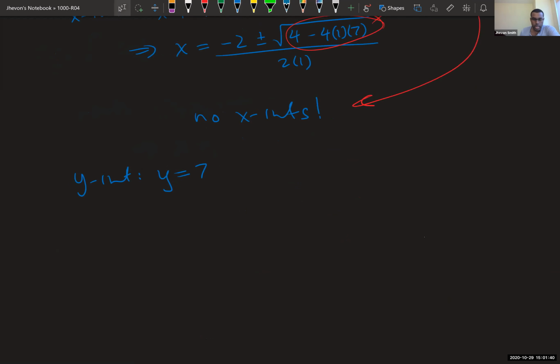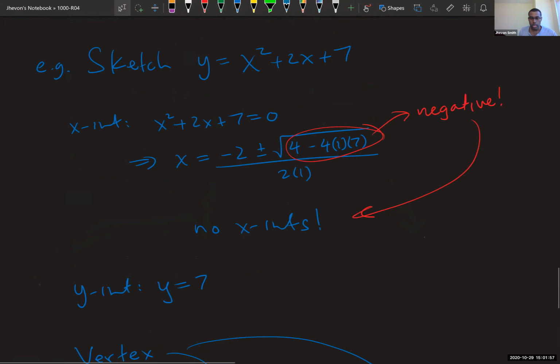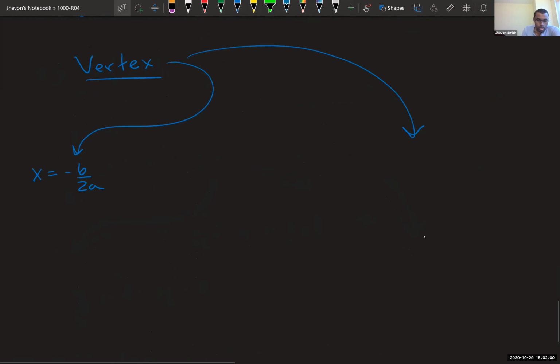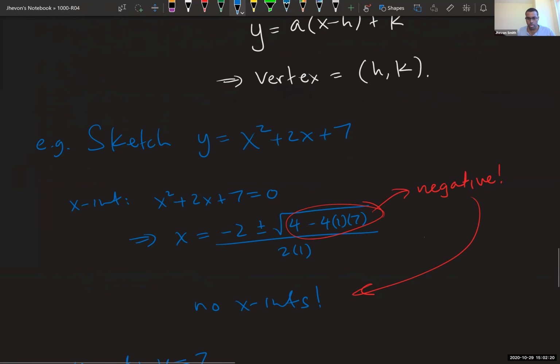But now that you have no x-intercepts, you'd go with the vertex. Now for the vertex, you can have one of two methods. One, you say x is equal to minus b over 2a. In this case, that would be minus 2 over 2 times 1. So your x is minus 1. This means that your y is going to be minus 1 squared plus 2 times minus 1 plus 7.